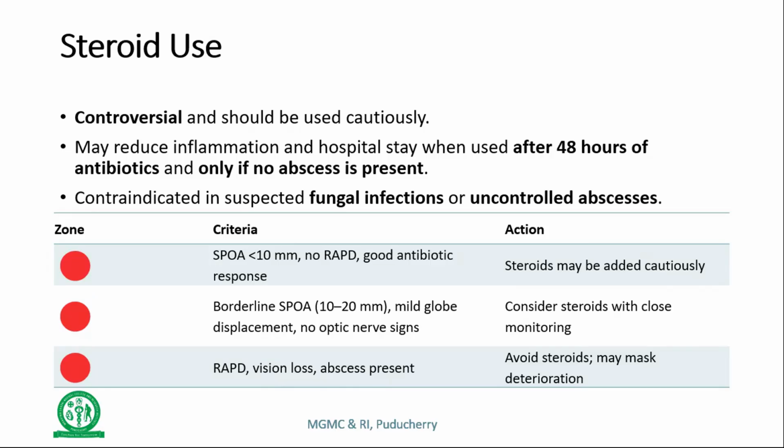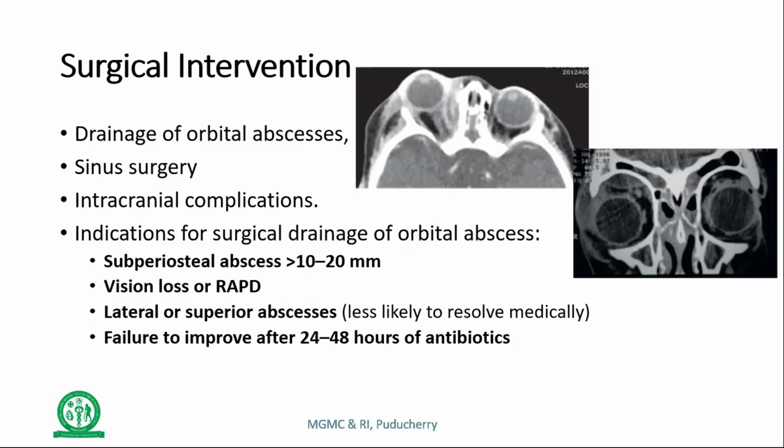Basically, the colors, I'm sorry for the colors, it is supposed to be like a traffic signal. It is green, yellow, amber, and red. So when you see a well-controlled disease with good response to antibiotic, steroids can be used cautiously. The second one is pause, reassess the patient. If you're going to start steroids with a borderline subperiosteal abscess, a mild globe displacement, but there is no threat to vision. In case of RAPD, vision loss and abscess, it is a red signal. Do not start the patient on steroids.